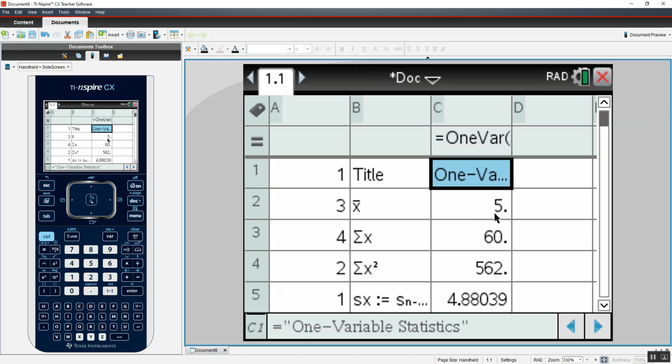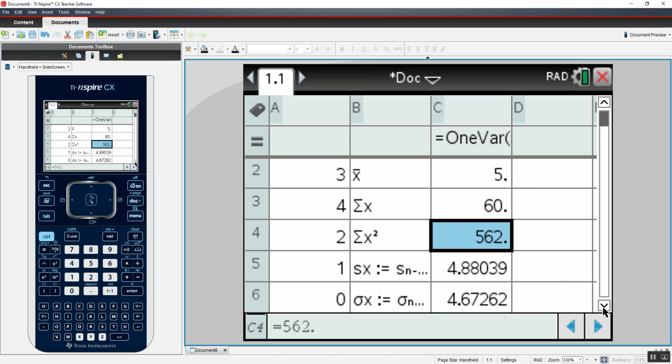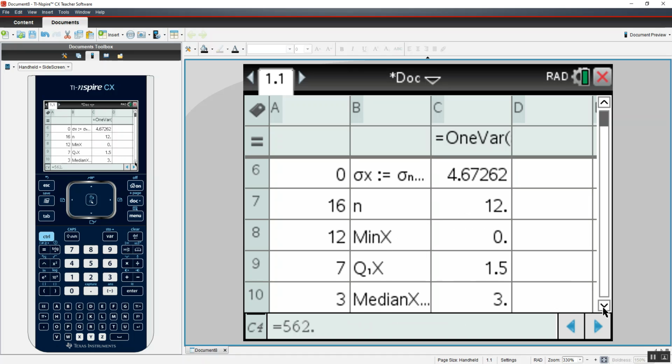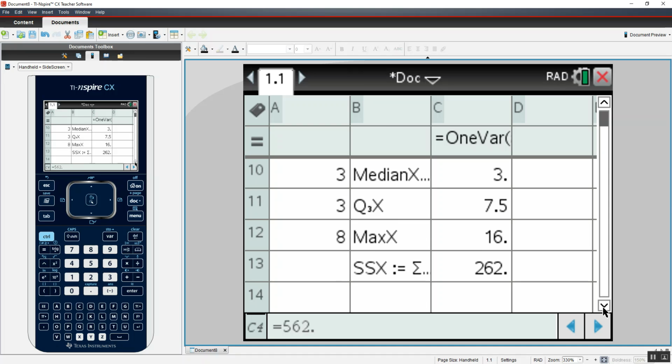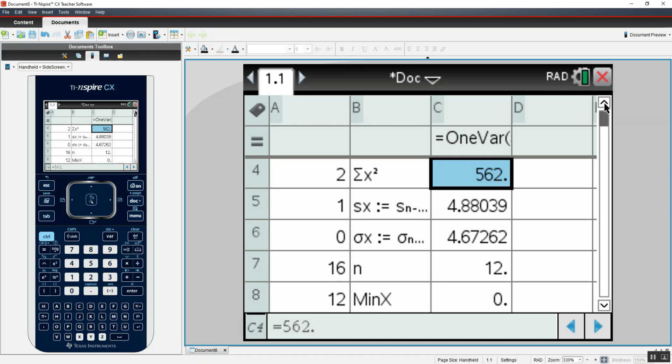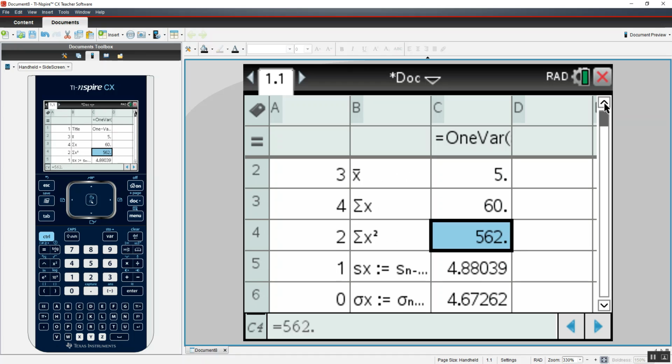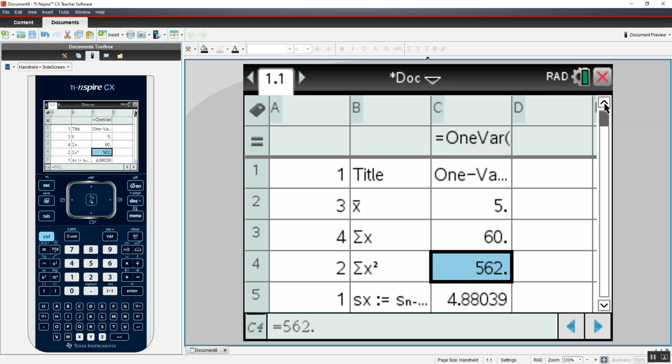So the mean is 5. And if we scroll down, we get everything else. Median is 3. Yep, and we get our quartiles and the max as well. Yep, Jaden? Good. Frankie boy?